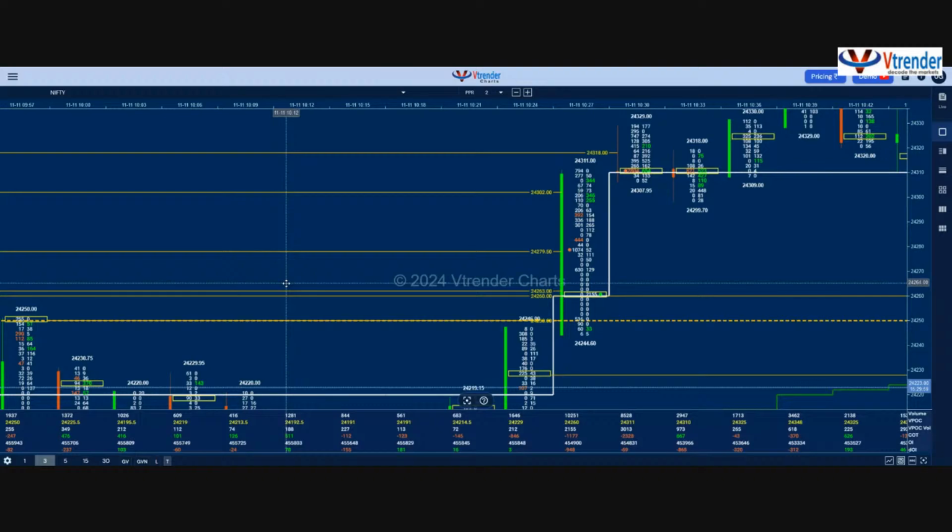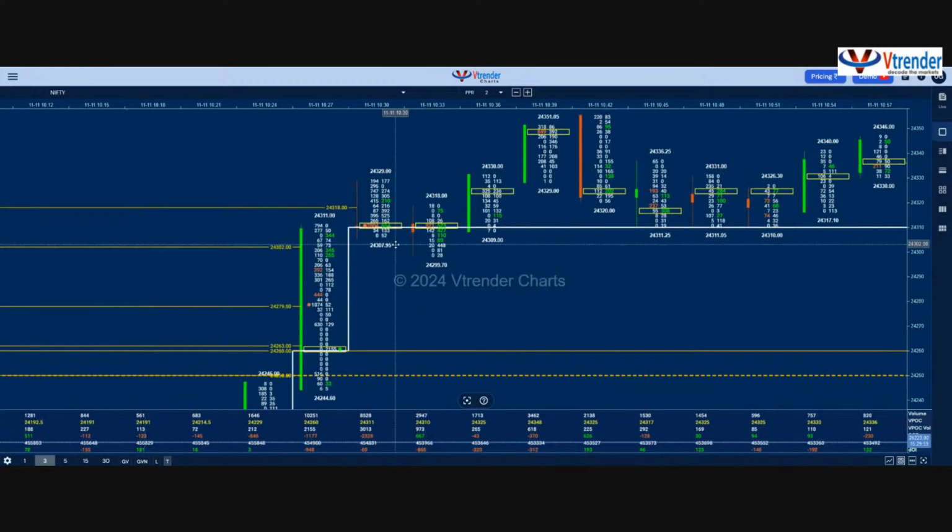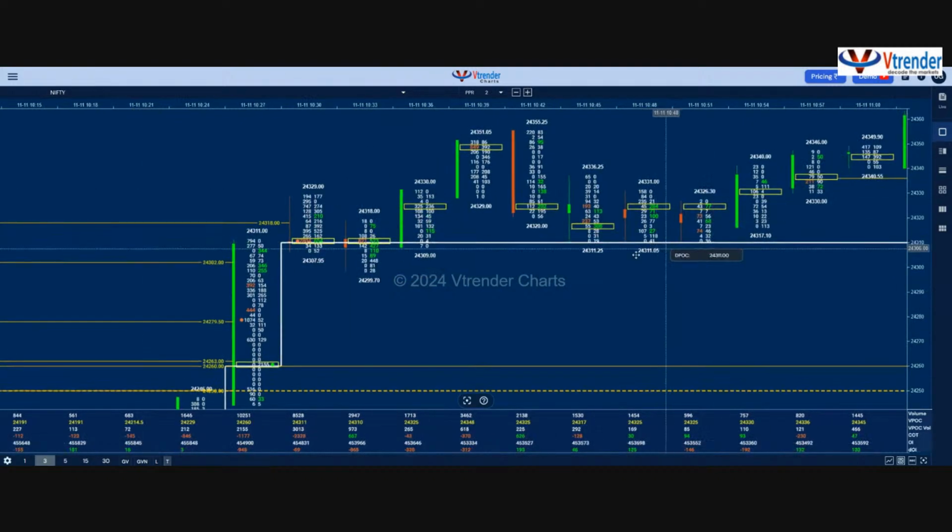There was one 24344 HVN from Friday, which was the 7,000 buyer. So that was one objective. And with this as a stop loss, we will hold on to the long position. You can see how that objective was hit, and we still remained on the upside because this POC, which has shifted to 24310, was holding.